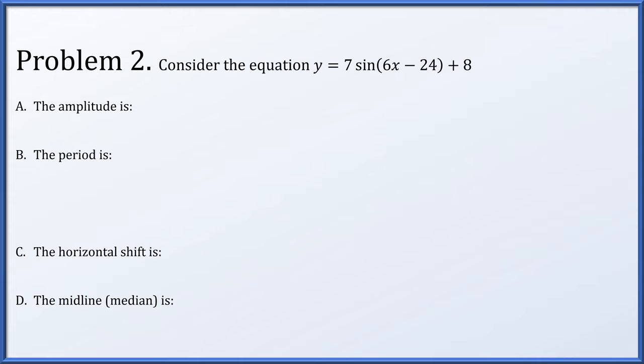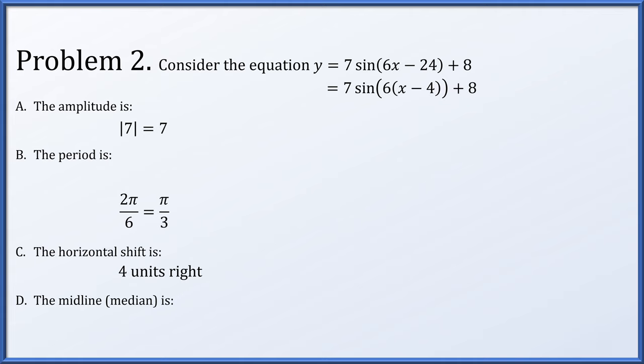Problem 2, consider the equation y equals 7 times the sine of the quantity 6x minus 24, plus 8. The first thing I'm going to do is, inside the sine function, factor a 6 out so that we have 6 times x minus 4, in which case the amplitude is the absolute value of the coefficient of the sine function, that's 7. The period is 2 pi over what we just factored out, 2 pi over 6, which is pi over 3. The horizontal shift is 4 units to the right. Here's why it was important to factor that 6 out, so that we could isolate that 4. And the midline, or median, of the function is y equals 8, the constant being added at the end.